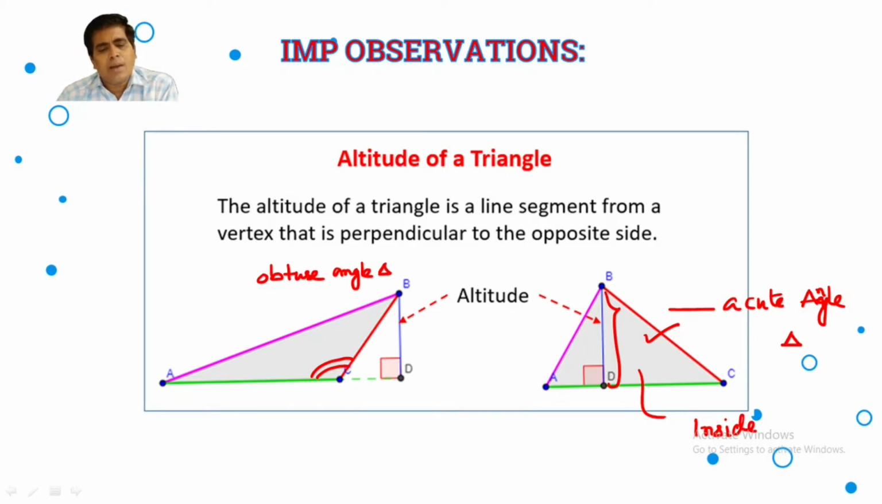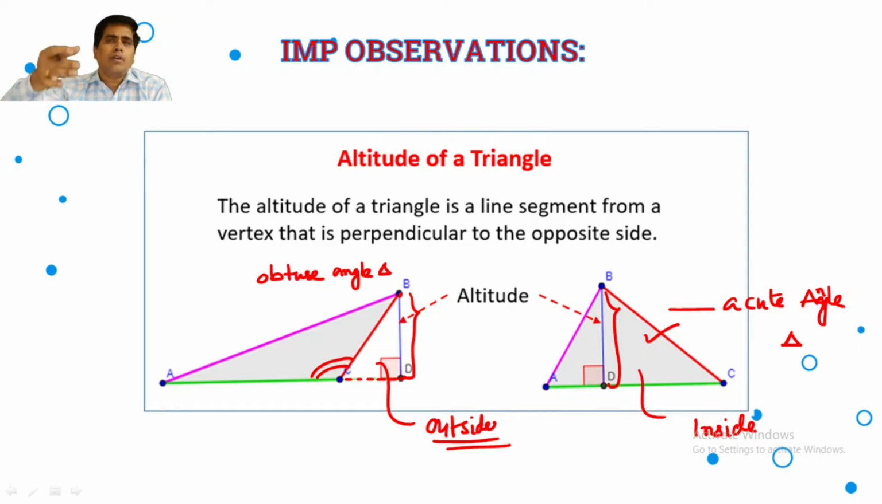So ABC is an obtuse angle triangle. First, let us extend AC. After that, we have to draw from vertex B to AC. From vertex B to AC, if I draw, BD is the altitude here. This is outside. So these are the two very, very important observations you have to note. When we draw the altitude for an acute angle triangle, it is inside the figure. For an obtuse angle triangle, it is outside the figure.